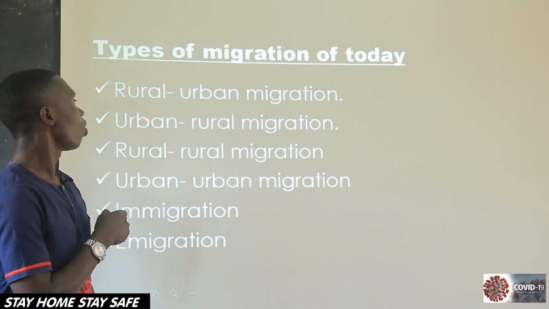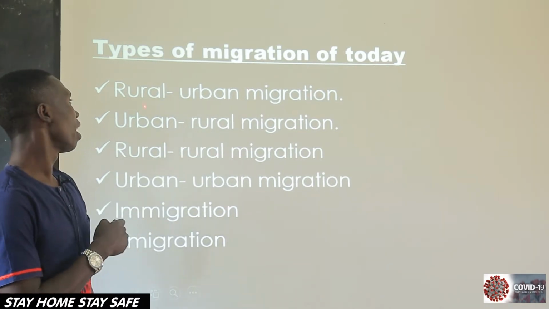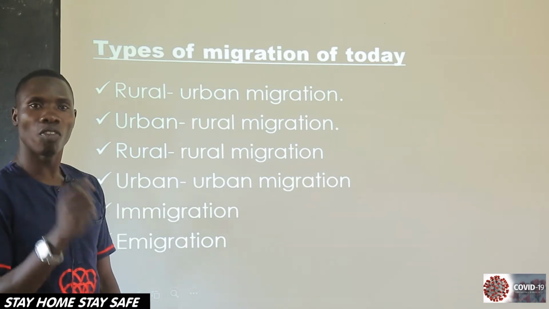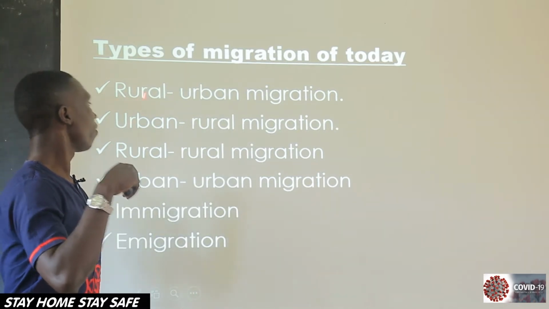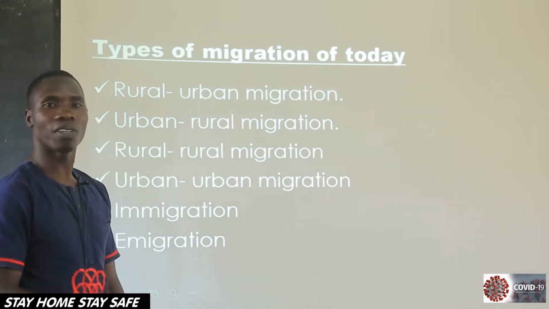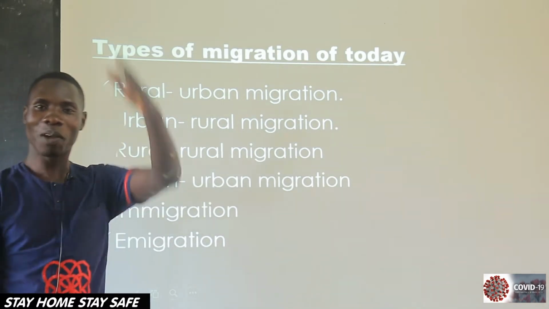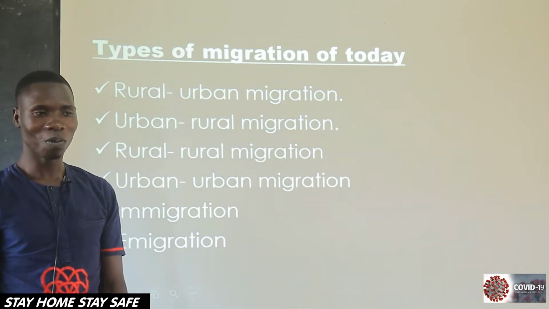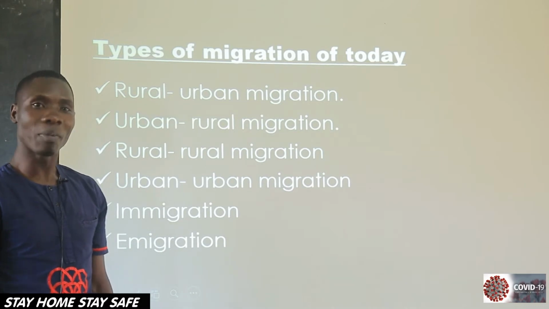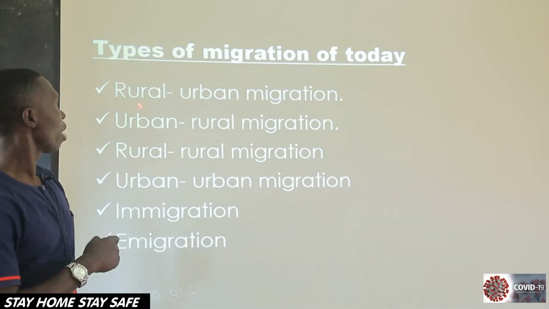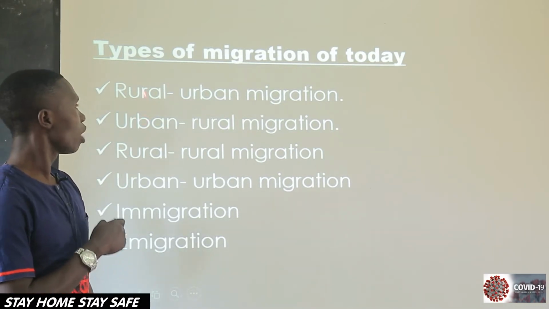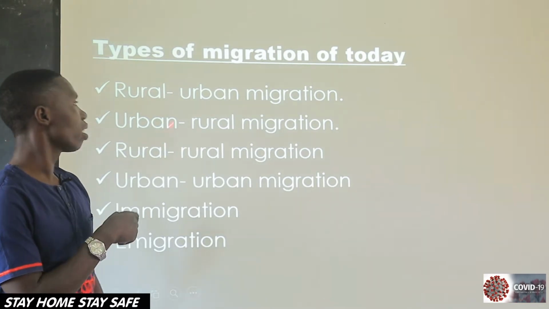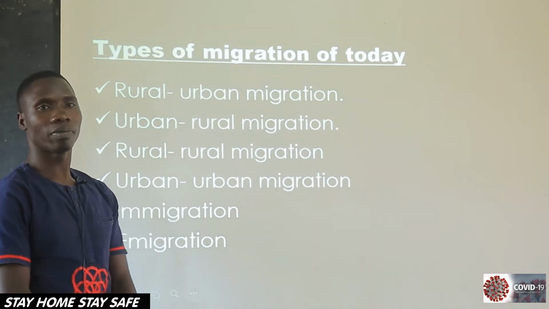Now, when we have rural-urban migration, what do we mean here? We mean the movement of people from villages to towns for settlement. Are we together? Okay, I'm repeating one more time. When we say rural-urban, we mean movement of people from villages to towns for settlement.